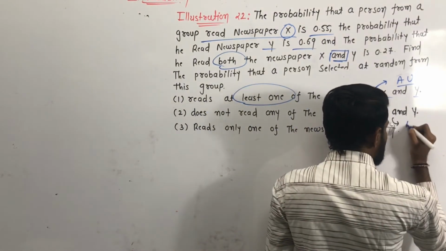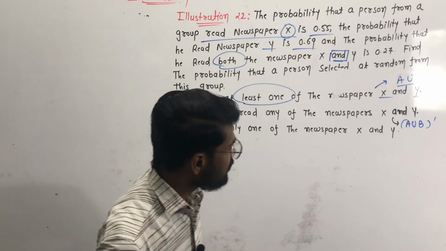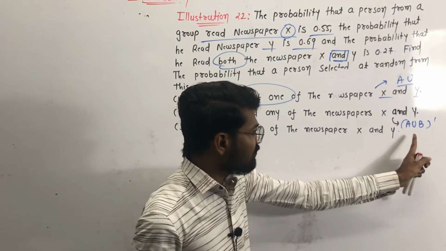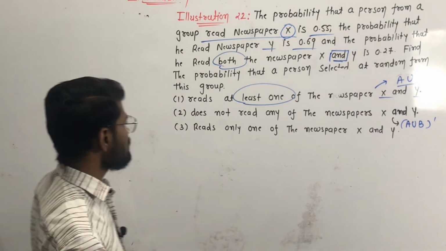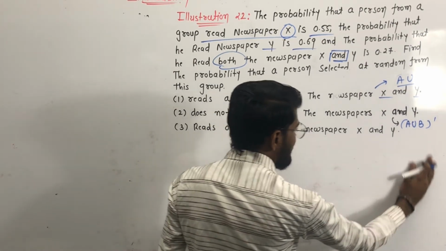So this event is denoted by (A union B)'. So we have to find the probability of the complement of the event A union B. Now the third question is that the person reads only one of the newspapers X and Y.